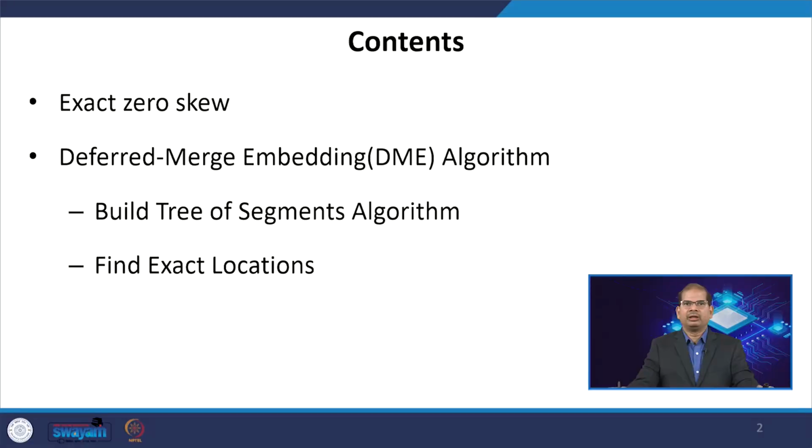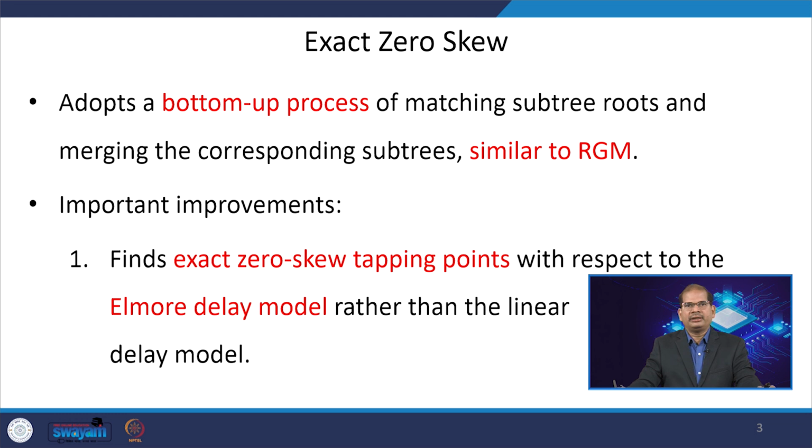In this lecture, we will discuss some more clock routing algorithms. The content of this lecture includes the exact zero skew algorithm. Then we will discuss another popular algorithm called the Deferred Merge Embedding algorithm, the DME algorithm. It is based on building a tree of segments and finding the exact location of the clock tree. The main concept here is that we will create a clock tree which has zero skew. So, what is the approach here?